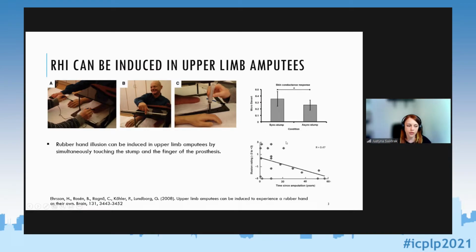Interestingly, the shorter the time period since amputation, the greater was the illusion. But overall, the illusion in most amputees was much weaker and less vivid than the traditional rubber hand illusion.